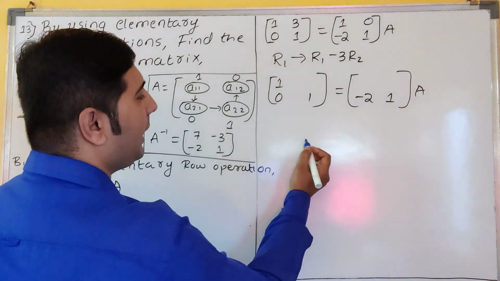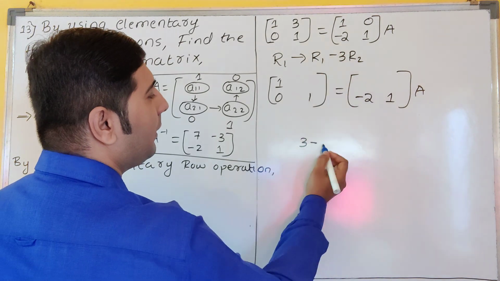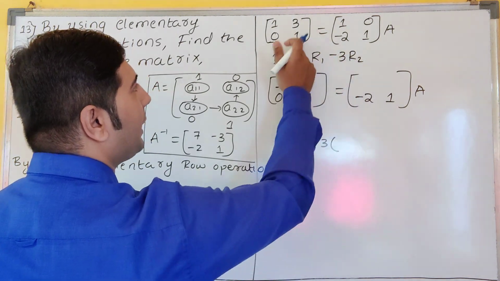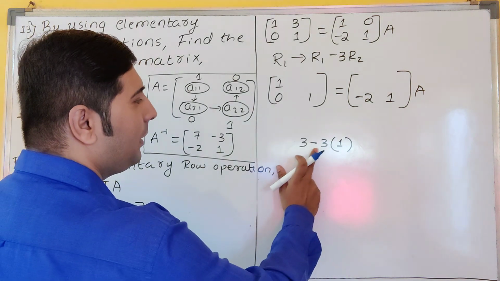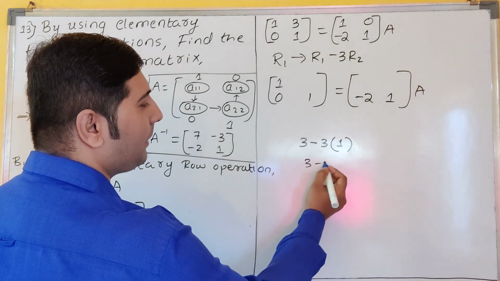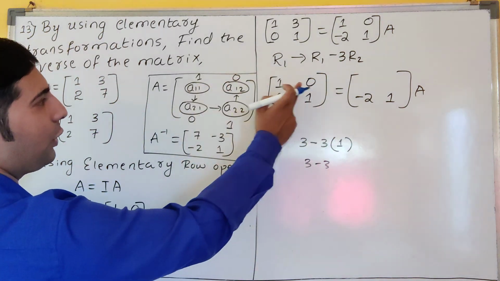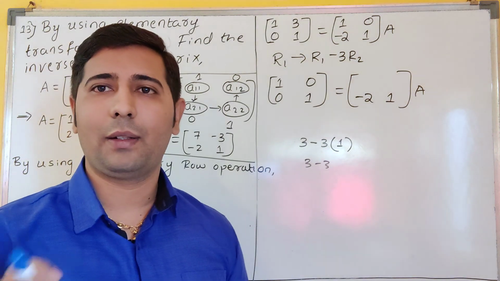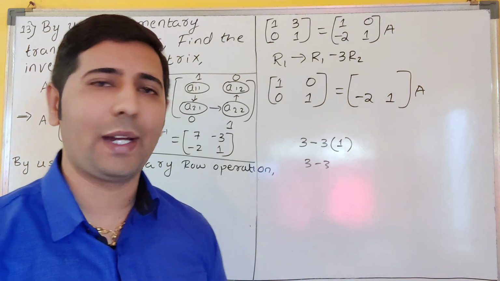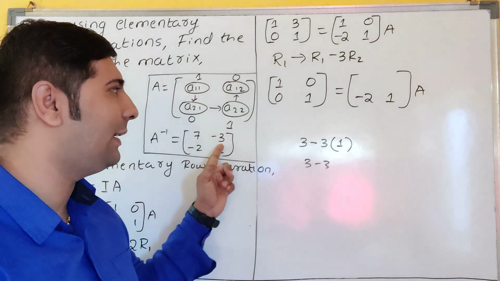R1 is how much? 3 minus 3 into R2, which is how much? 1, or not? Yes sir. 3 minus 3 into 1 is minus 3. 3 minus 3 is how much? 0, which is required for us according to the shortcut. Clear? If you are very good, dear students, of course you are very good students, if you know the shortcut, you can directly answer this.